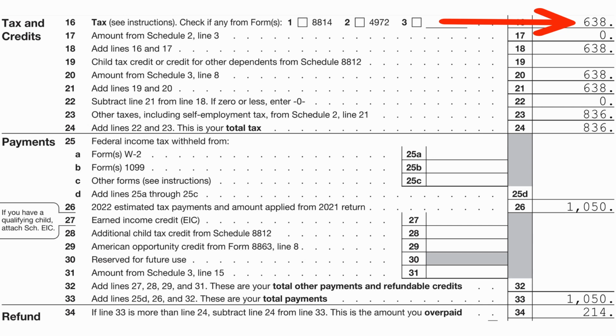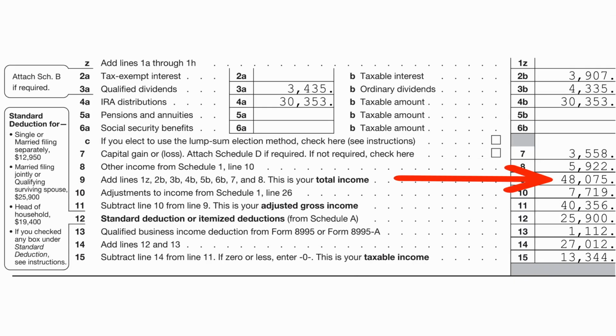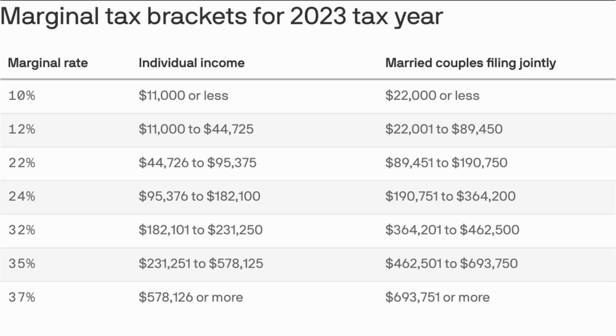It appears that I had a $638 tax bill on $48,000 of income. I'm going to show you how that is actually a $0 federal income tax bill, but let's first calculate how I got to $638 on $48,000 of taxable income. Well, first off, $48,000 is already a relatively low amount of income, and so you automatically are going to pay lower income tax on a lower income because of the progressive nature of the tax system.